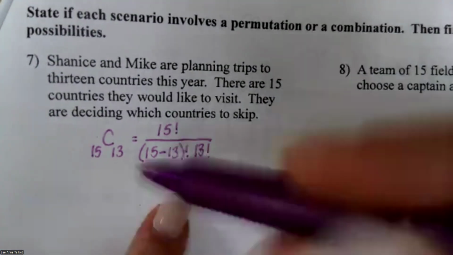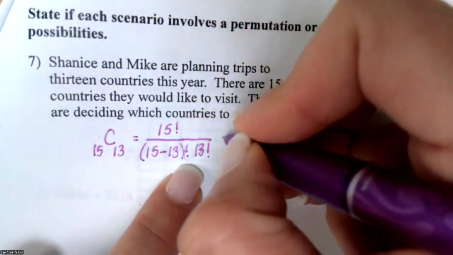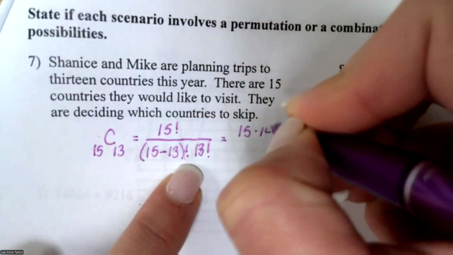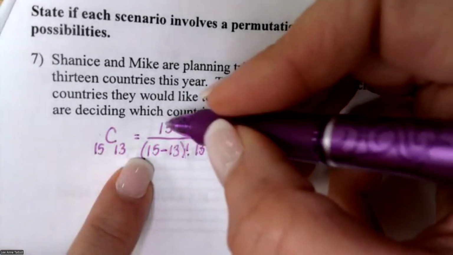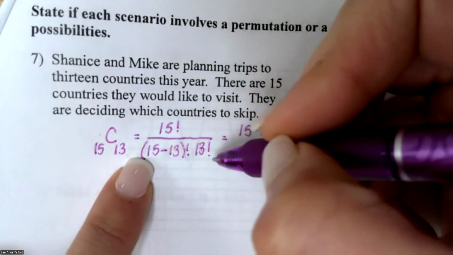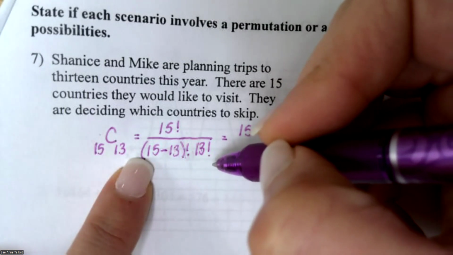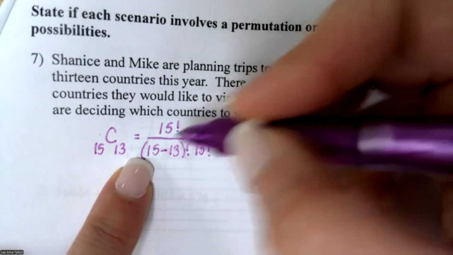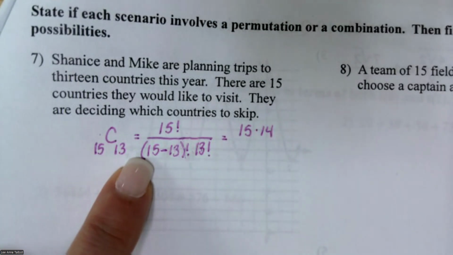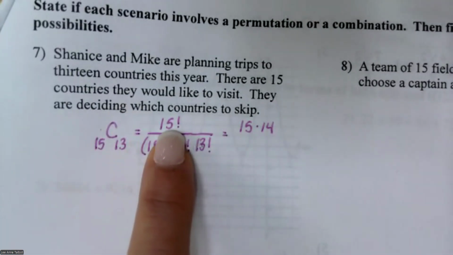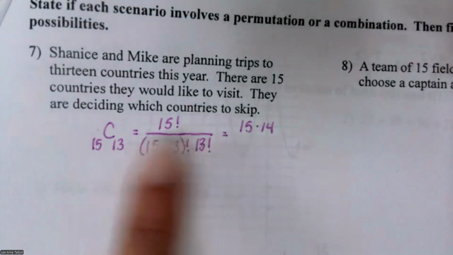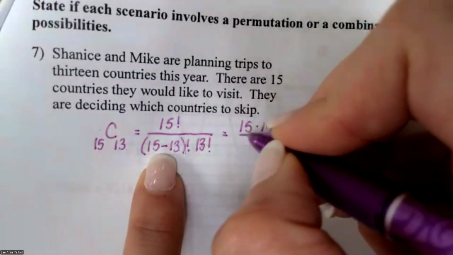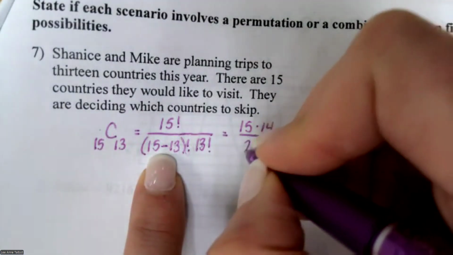Okay, so does it make sense to you guys that the top would be just 15 times 14? Okay, do you see where I got that from? So the 15 factorial and the 13 factorial are going to cancel out everything 13 and below. And the only things that would be left would be 15 and 14. So this is 15 and everything down and 13 and everything down. Okay, now what would be left on the bottom? 2 times what?